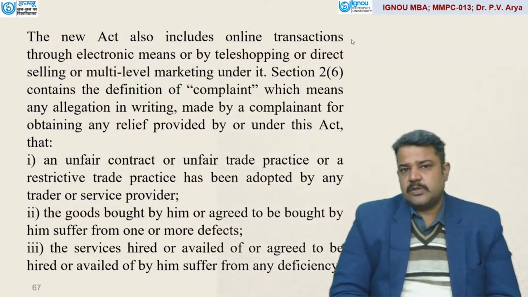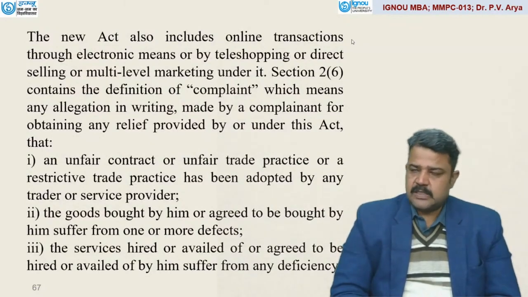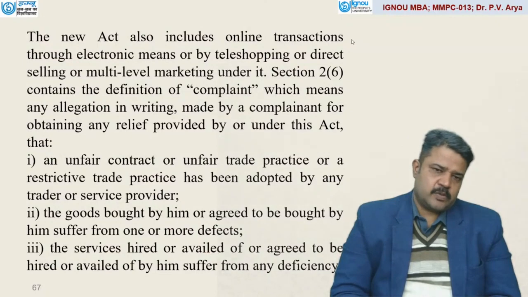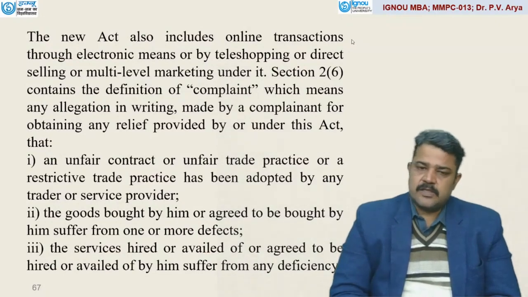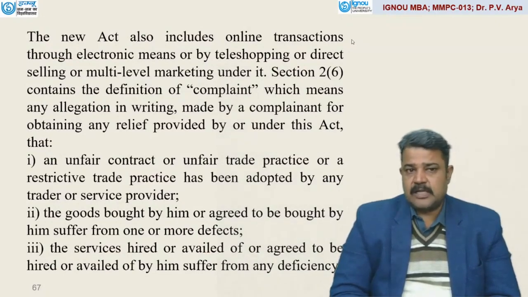This new Act also includes online transactions through electronic means, which is growing at a very high pace, especially in case of tele-shopping, direct selling or multi-level marketing.